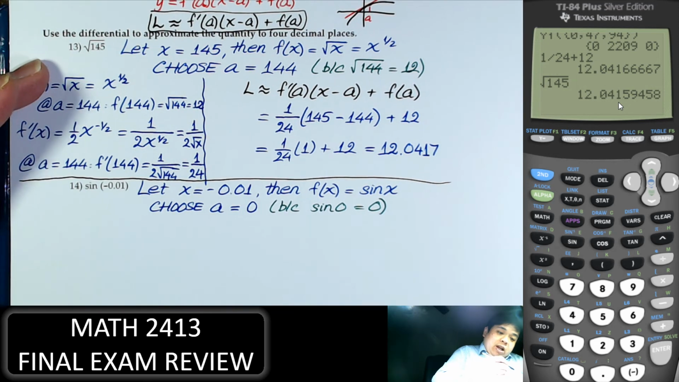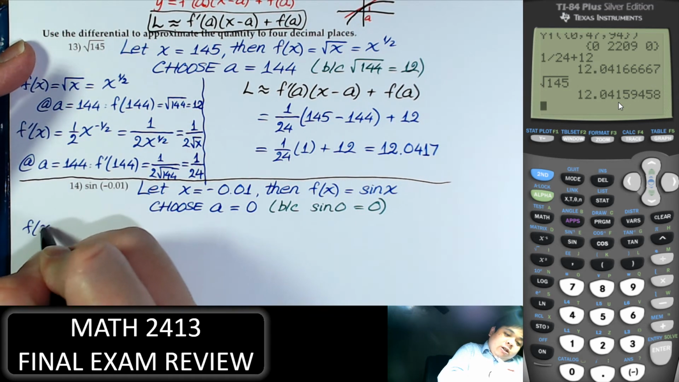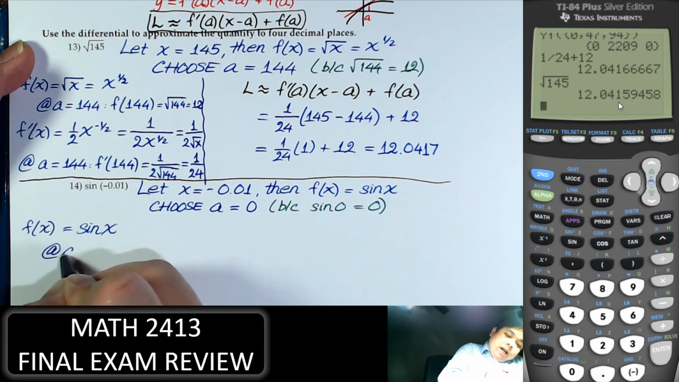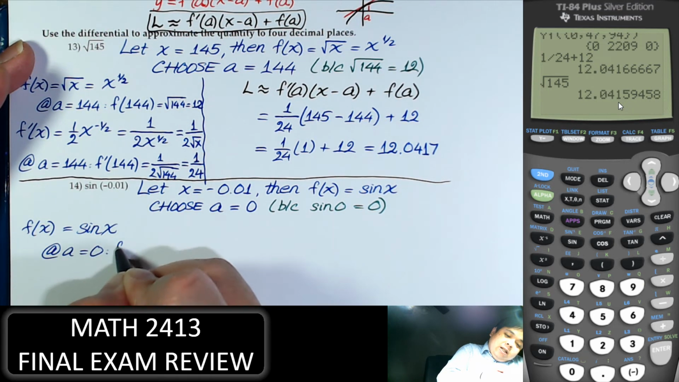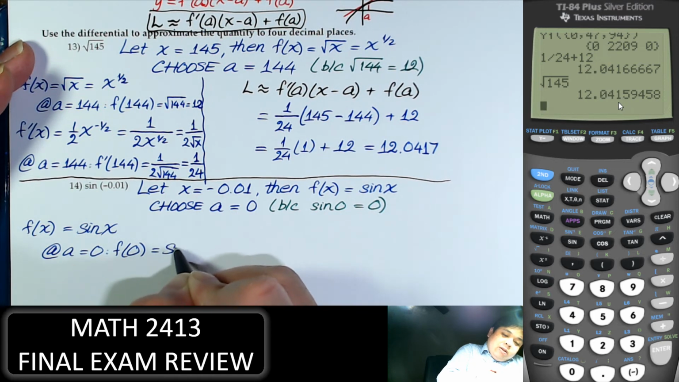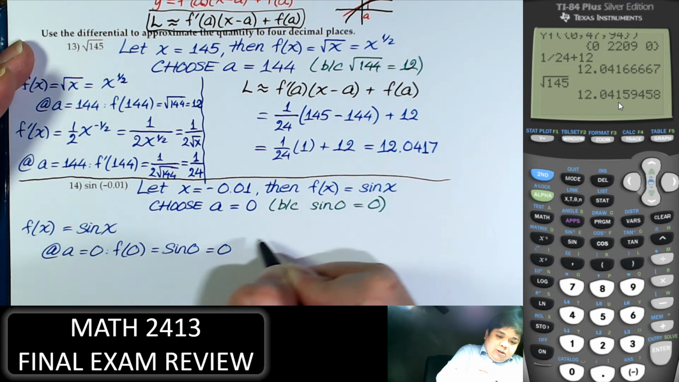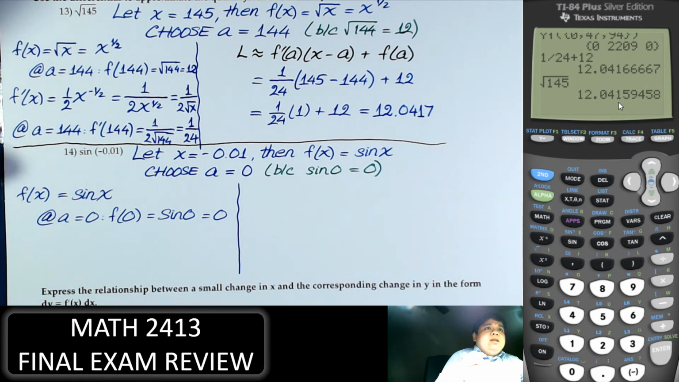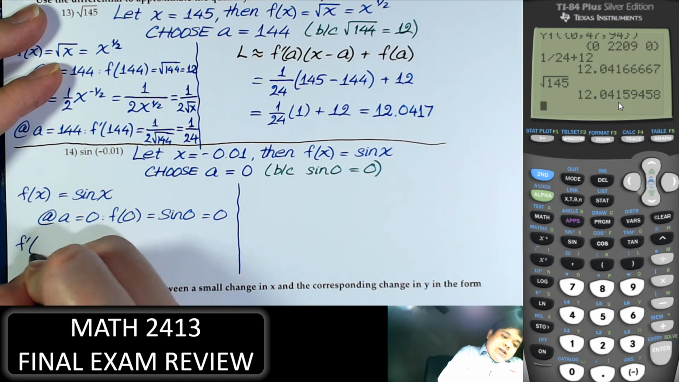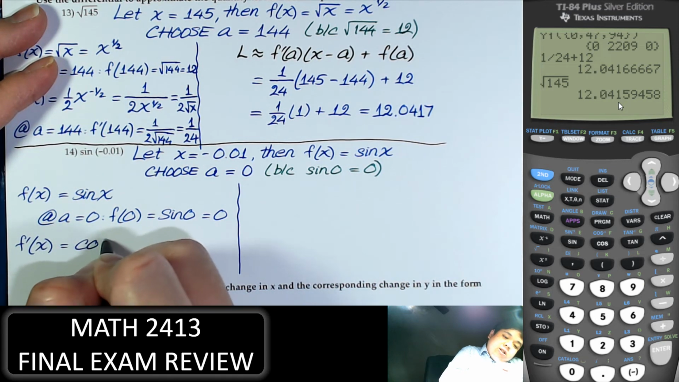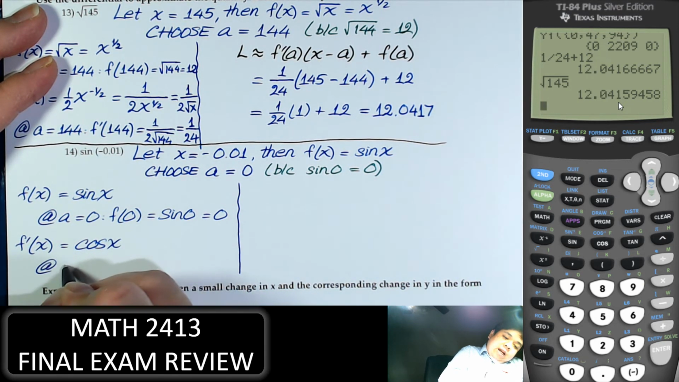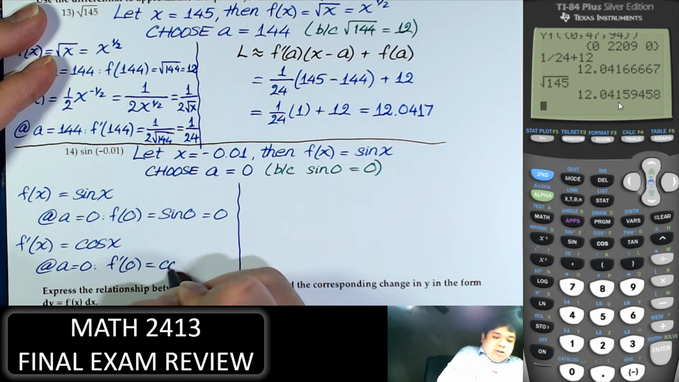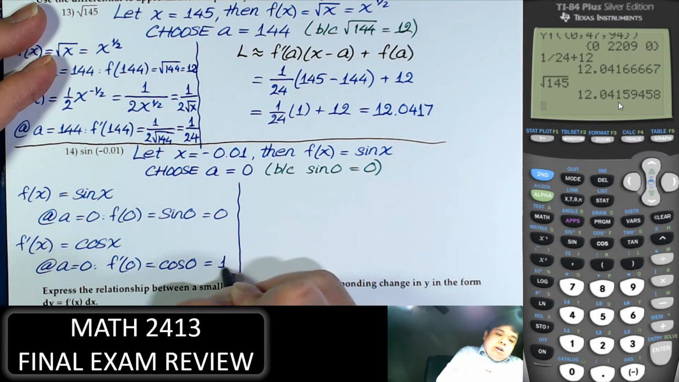Right, now the function is sine of x. Evaluate at a. Sine of 0 is 0. Next, the derivative of sine is cosine, and at a equal to 0, the derivative cosine of 0 is 1.